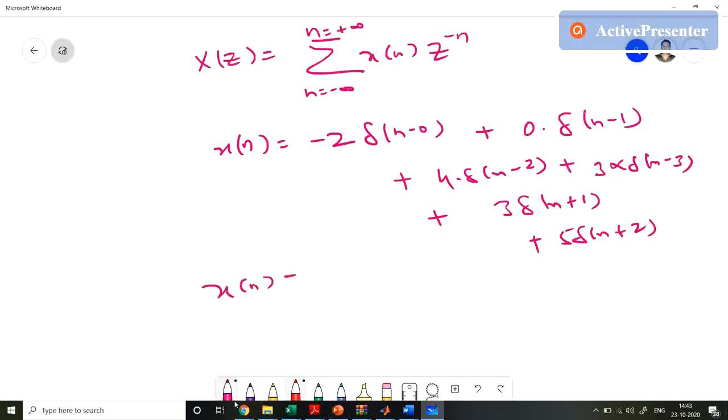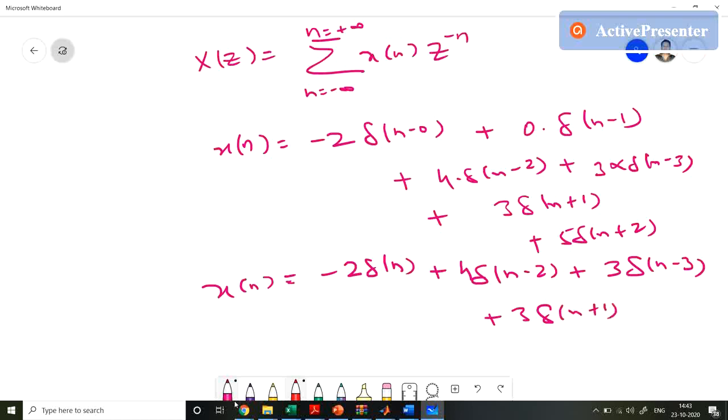So xn is written as minus 2 del n plus 4 del n minus 2 plus 3 del n minus 3 plus 3 del n plus 1 plus 5 del n plus 2. So this is a minus 2 del n. Then we have 4 del n minus 2. Then we have 3 del n minus 3. Then we have 3 del n plus 1 plus 5 del n plus 2. So this is our xn.